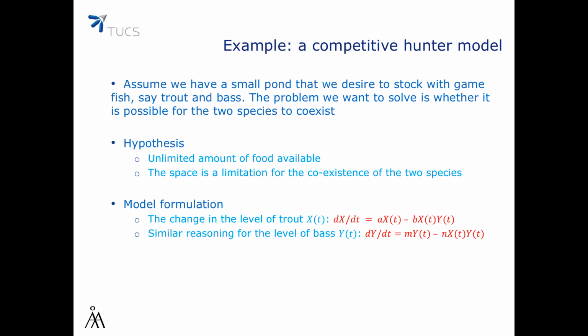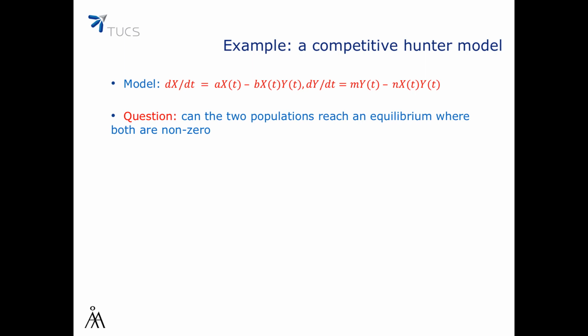A similar reasoning applies also for the level of bass, y of t. dy/dt is the growth factor m times y of t minus x of t times y of t multiplied also with some proportionality constant n. So the model we have is dx/dt equals a times x minus b times xy, and dy/dt is m times y minus n times xy.